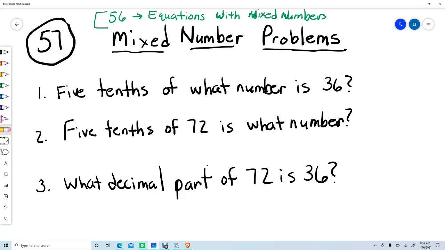Okay, this lesson is called mixed number problems. I told you lesson 56 was called mixed number problems. They're very similar. Lesson 56 was actually equations with mixed numbers. Lesson 57 is called mixed number problems. Okay, let the music stop here.